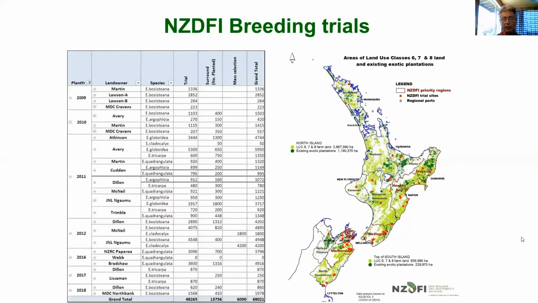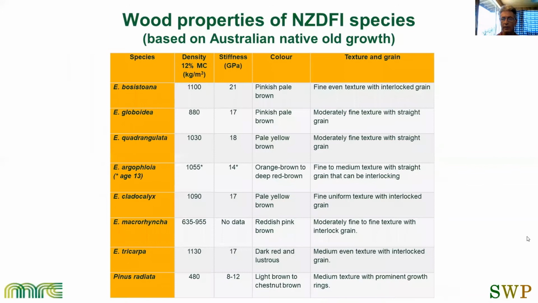Here's a slide showing our breeding population as it stands today across various sites, and the map shows in red, the red dots, all of the trial sites that we have throughout the North Island and the northern South Island. You can see a particular focus on Marlborough. This table you can spend some time looking at more closely, but it shows the key wood properties of density and stiffness, and that by and large these are double the density and stiffness of radiata.